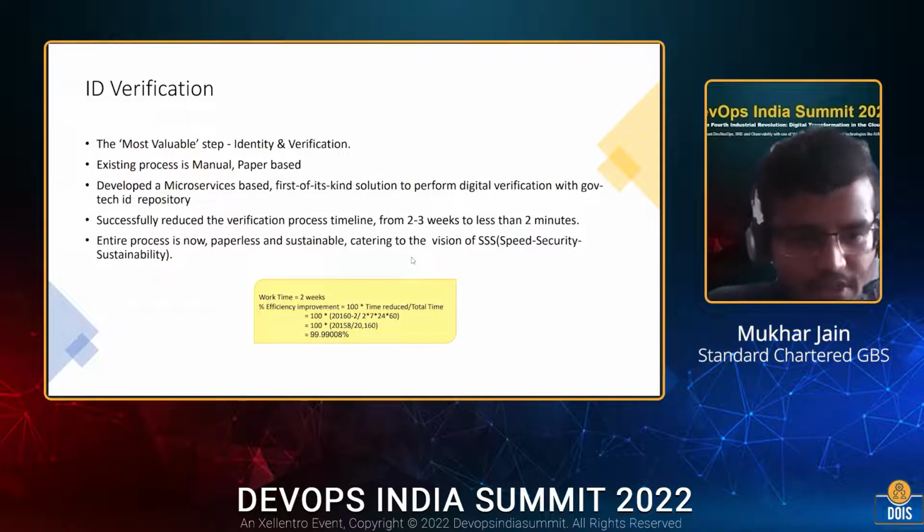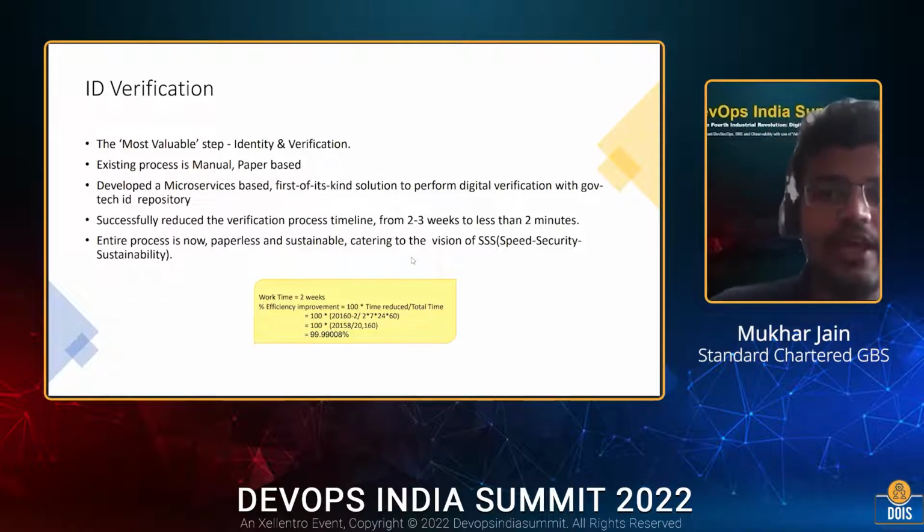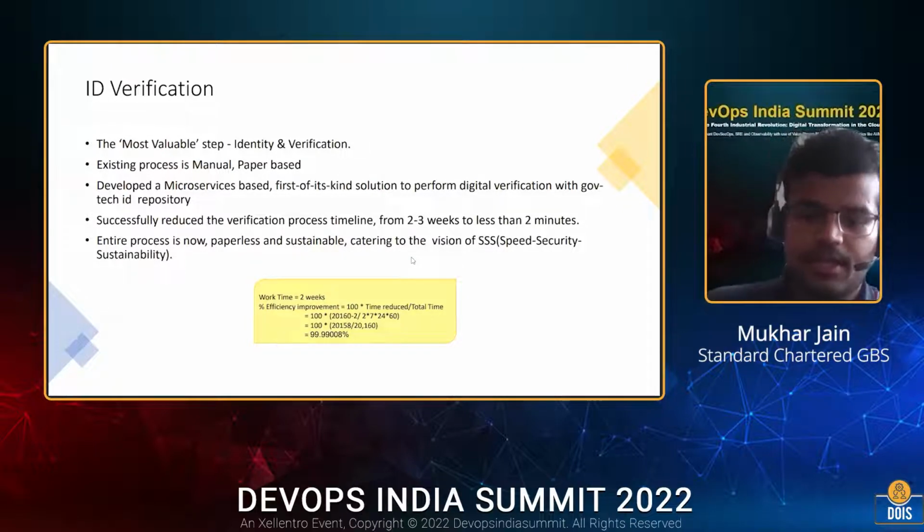Similarly, as a calculation of percentage efficiency improvement, we can say that from 2 weeks of manual time, which this identity verification used to consume, we were able to bring this down to less than 2 minutes. So it's about a 99.99% efficiency improvement.